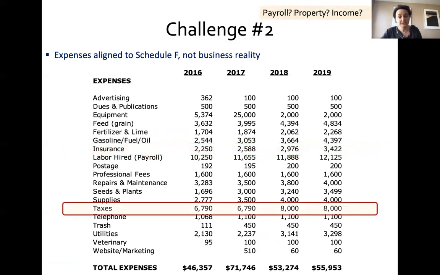Similarly, we don't want to just glom in taxes. Is it payroll tax, which is the cost associated with having employees? Is it property tax, which is the cost associated with being on the land? Or is it income tax, which is, woohoo, we were profitable, we paid income taxes. So these are very different types of expenses that we don't want to necessarily glom together if we want to understand the nature of our business.